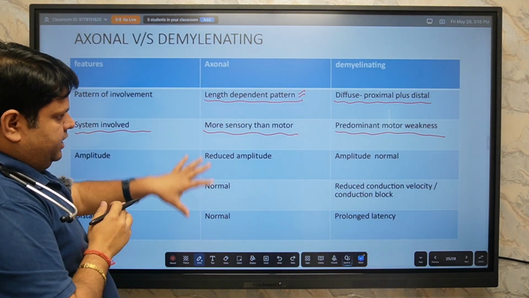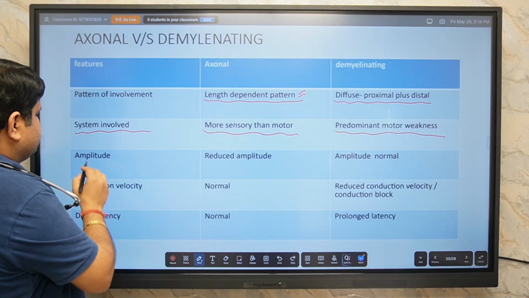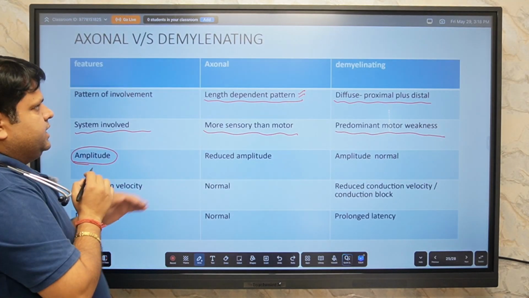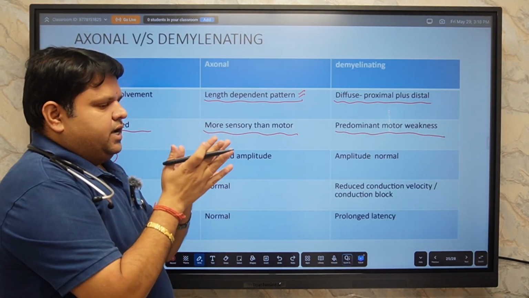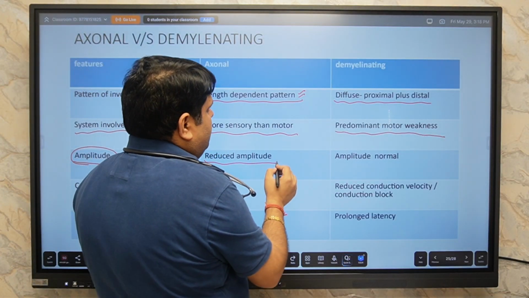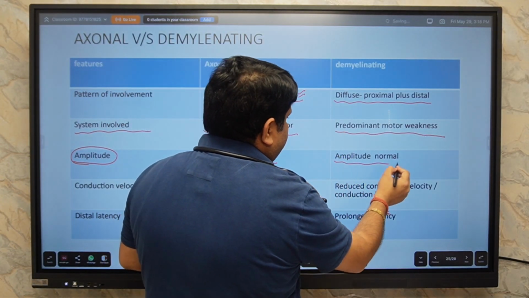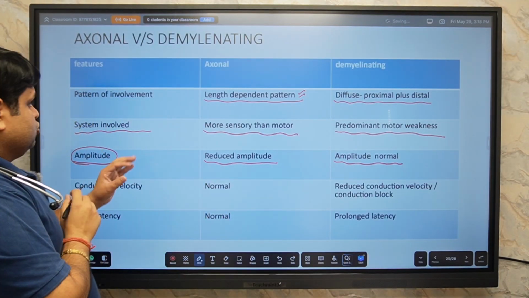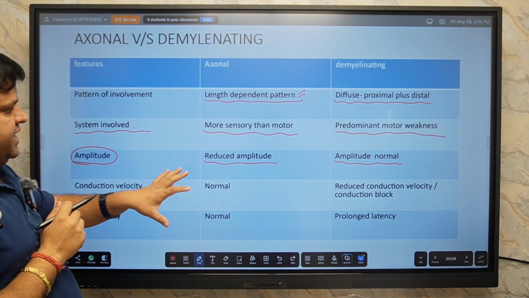If we differentiate between the nerve conductions, first is the amplitude. In case of axonal, because the integrity of the axon is disturbed, there is a reduced amplitude. But in demyelinating neuropathy, amplitude is normal. So this is also an MCQ question in various exams.